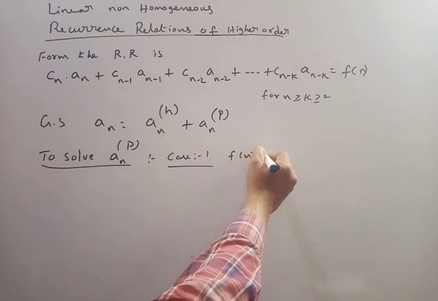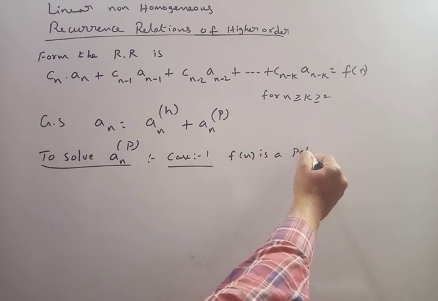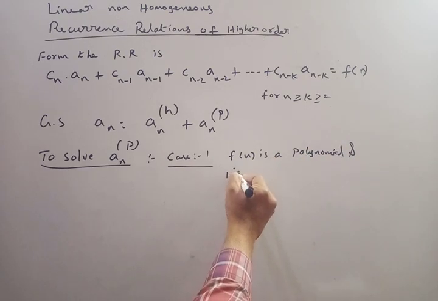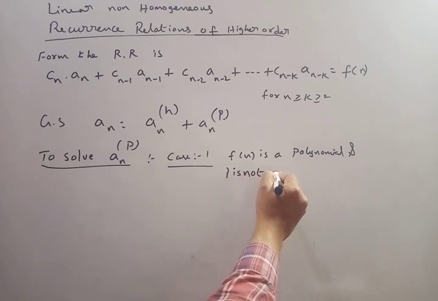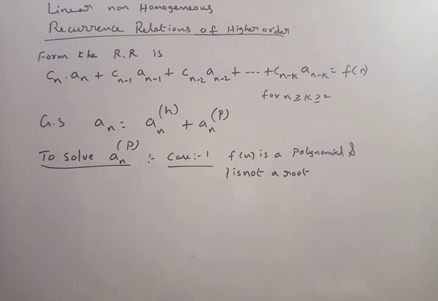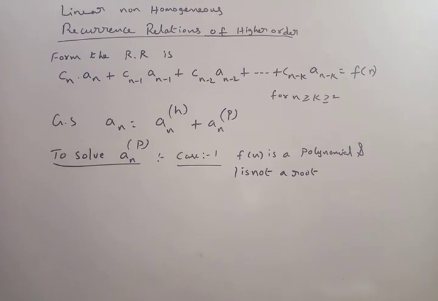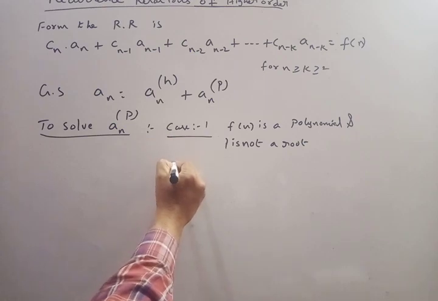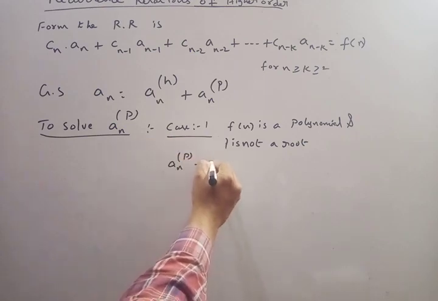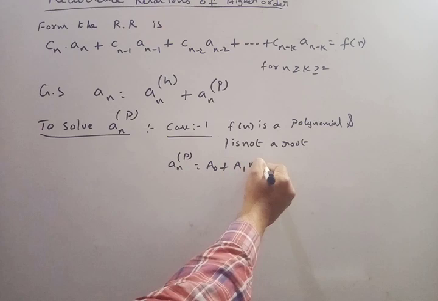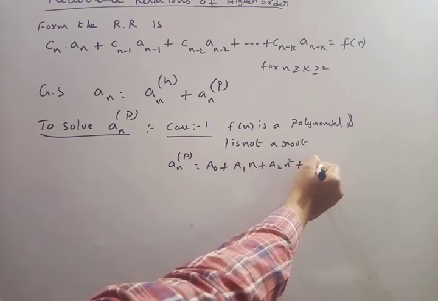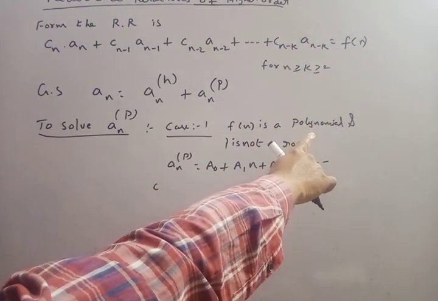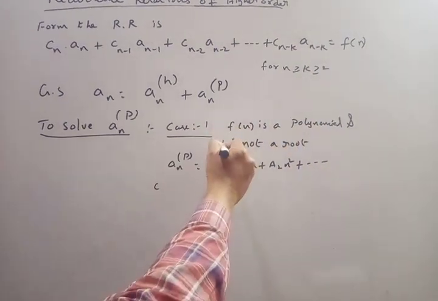Case 1, if f of n is a polynomial and 1 is not a root. In this case, how to take our a_n^(p)? So a_n^(p) is equal to a_0 plus a_1 n plus a_2 n squared plus so on. Understand? This is case 1. That means f of n is a polynomial and 1 is not a root.